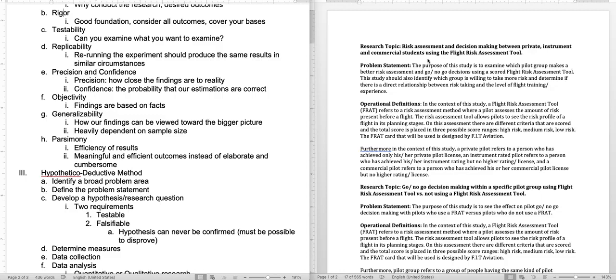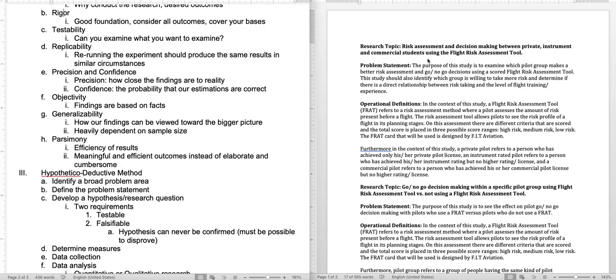And parsimony. What does it mean? Is it meaningful and efficient instead of being elaborate and cumbersome? Do the results make sense in the sense that they really will produce meaningful outcomes? So that's the introduction to this course.